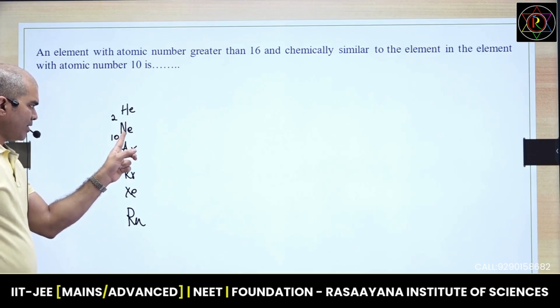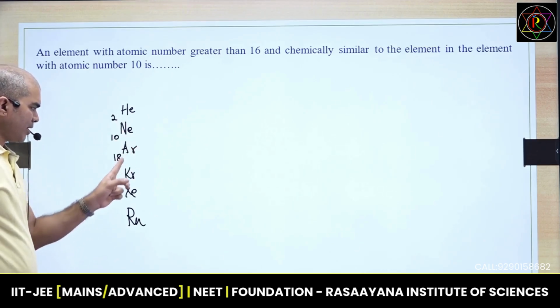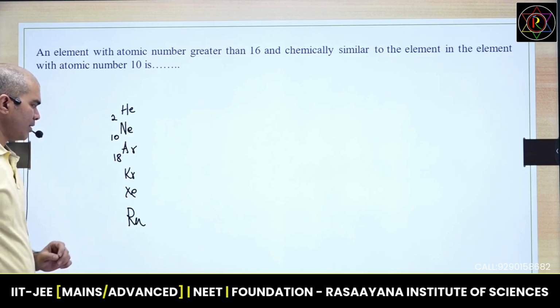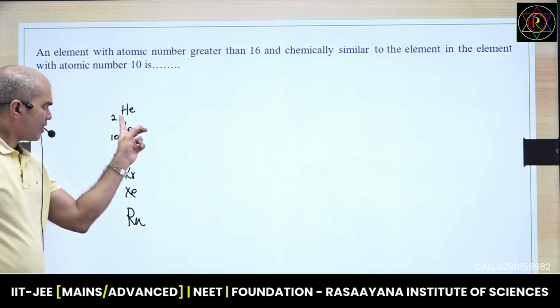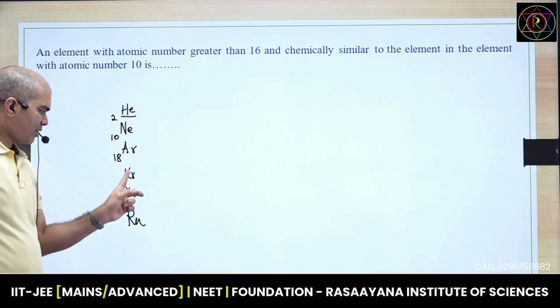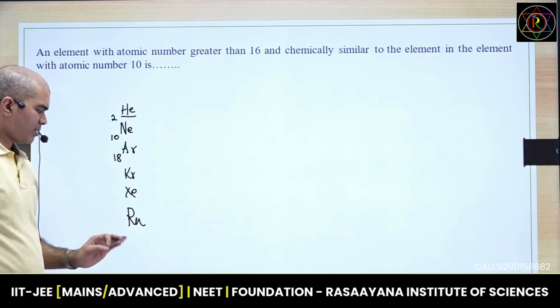So the elements which behave like neon are helium, argon, krypton, xenon, radon and oganesson. And that should be greater than 16. So I can't take helium. I have to either take argon, krypton, xenon, radon or oganesson. Okay.